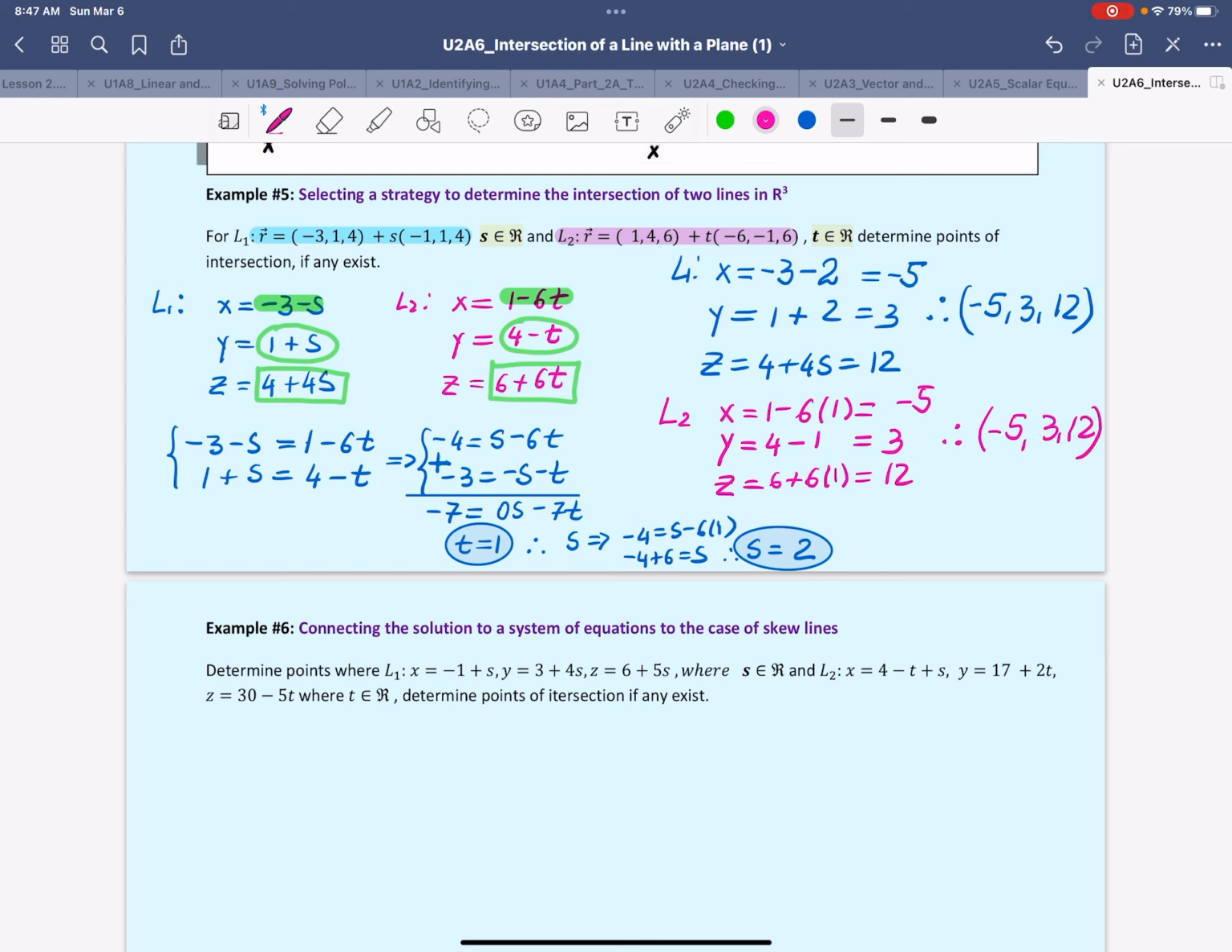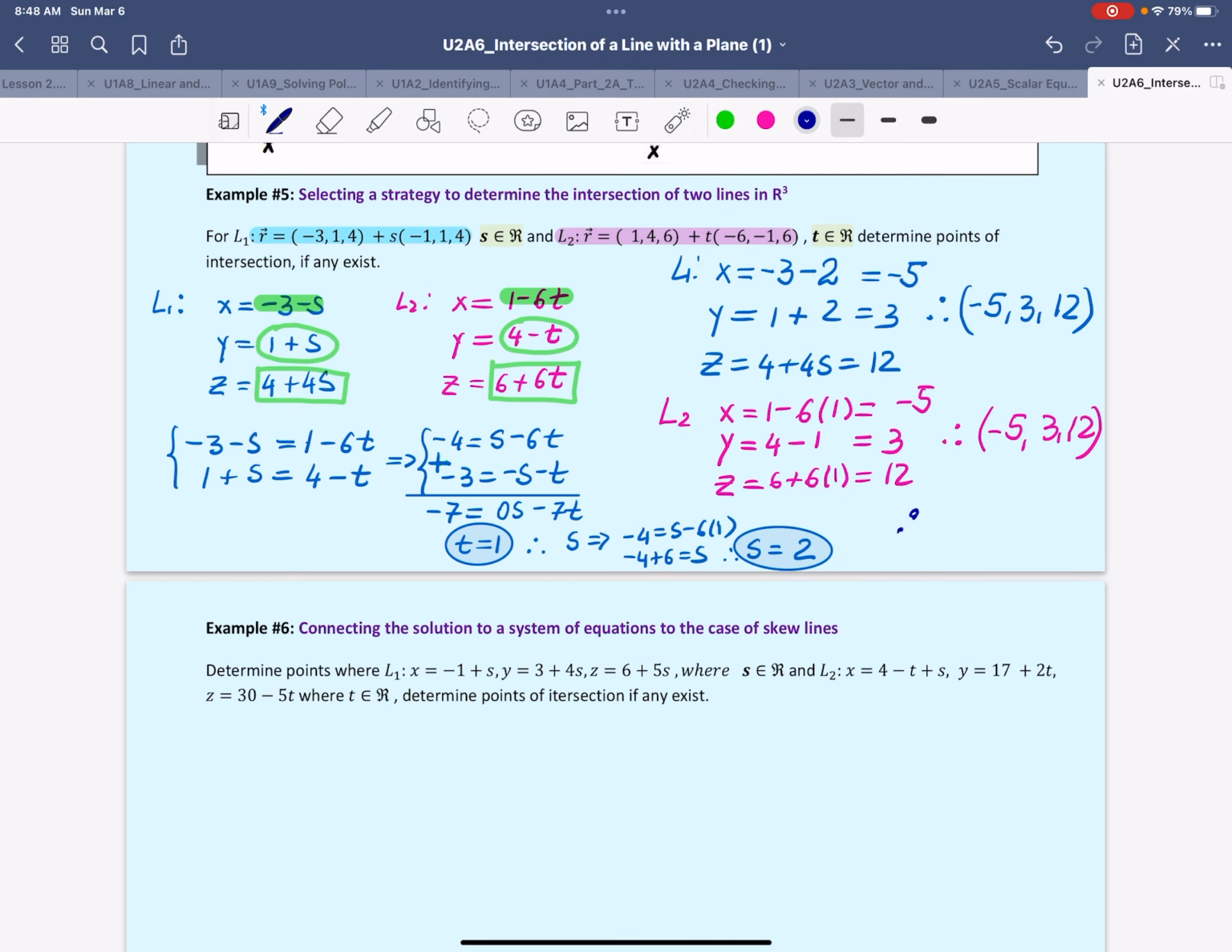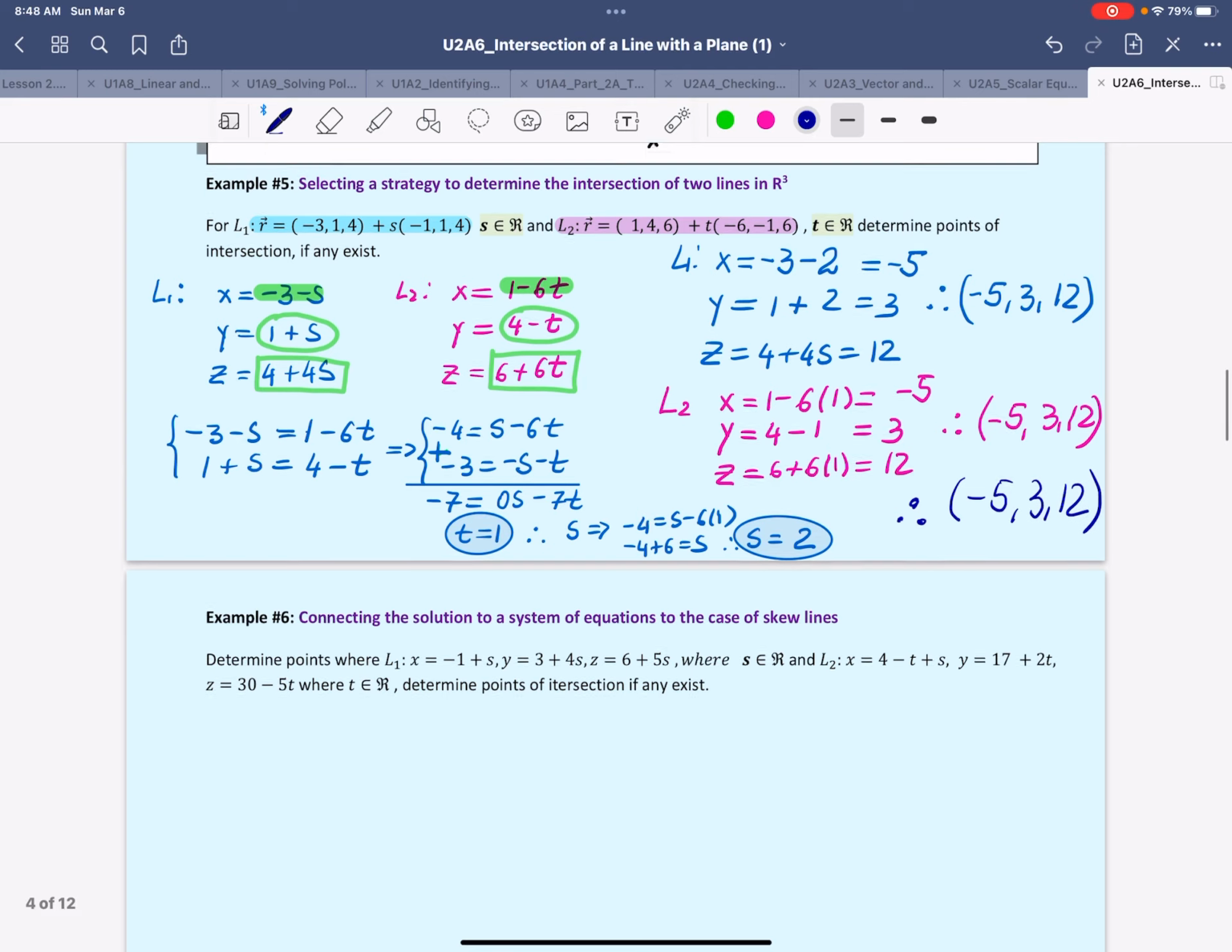So as you can see, we were able to find the values of s and t that would generate the exact same coordinates for both line L1 and L2, which means that the intersection point exists, and it's made possible when t equals 1 and s equals 2. So the point of intersection is, drum rolls, negative 5, 3, and 12, because it's common to both lines.